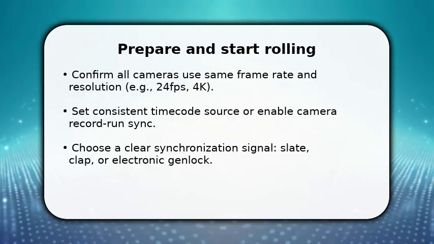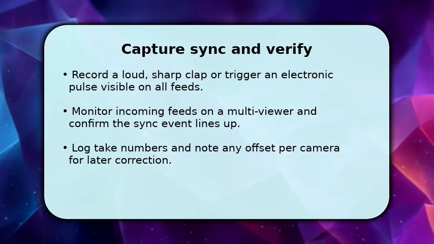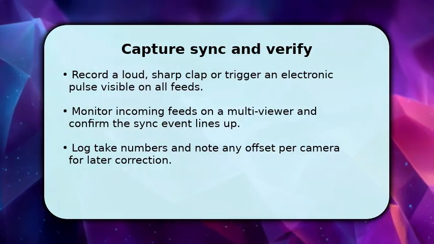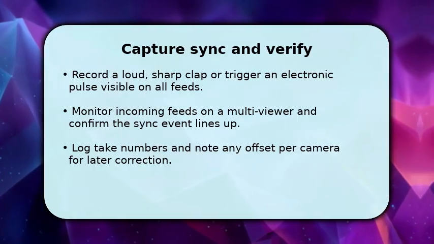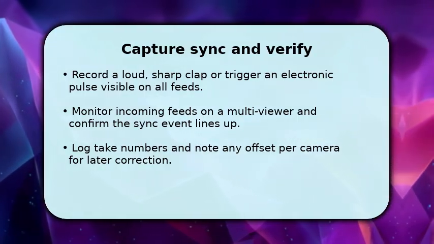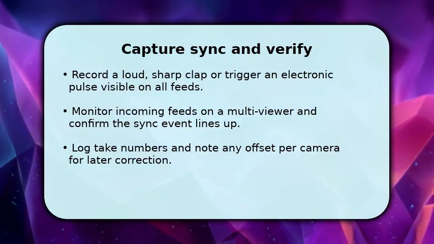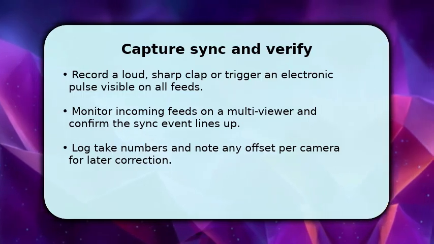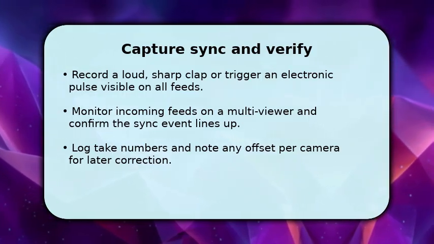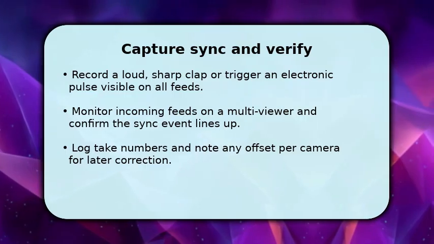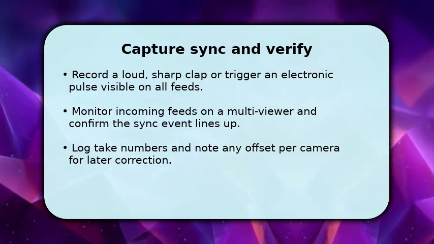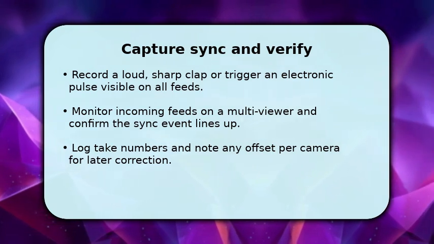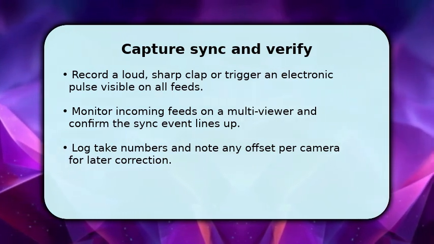You now execute the core synchronization, perform the sync event, a slate clap or electronic pulse, and record it simultaneously across cameras. While recording, monitor the feeds on a multi-viewer to confirm the event lines up visually and audibly. If using timecode, watch for matching timecode values. Make sure to log take numbers and any observed offset per camera, since small drift can occur. This verification step prevents wasted reshoots and gives you reference points for accurate alignment in editing.